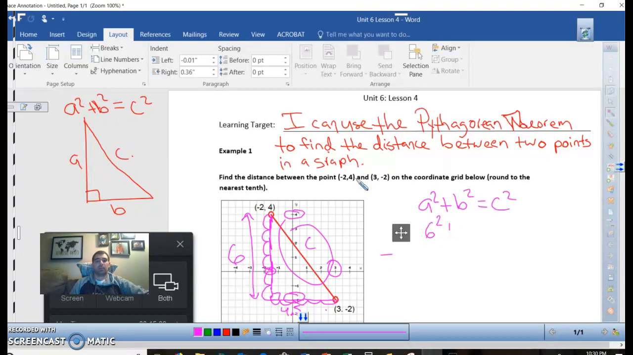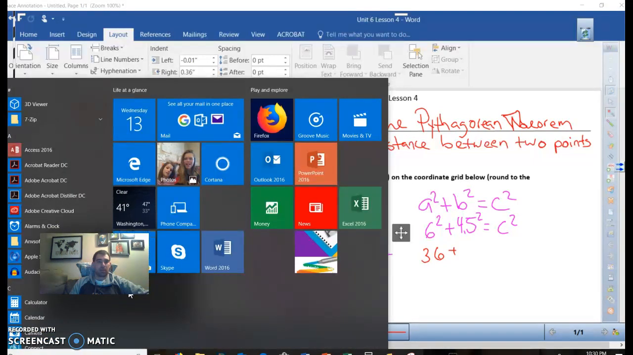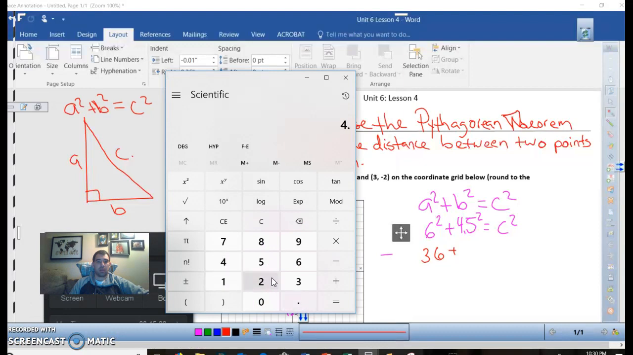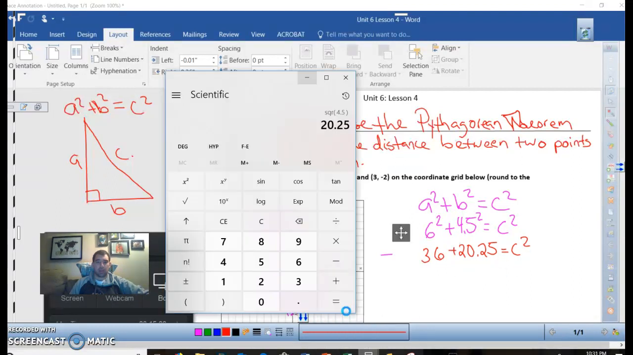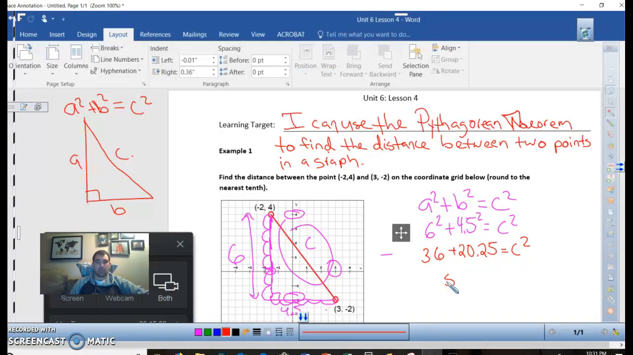So we have 6 squared plus 4.5 squared equals c squared. 6 squared, I know that one, that's 36. 4.5 squared, I don't know that, so I'm going to get out my handy dandy calculator and do 4.5 squared, and that's 20.25. I add those together, 20.25 plus 36 equals 56.25, which equals c squared.